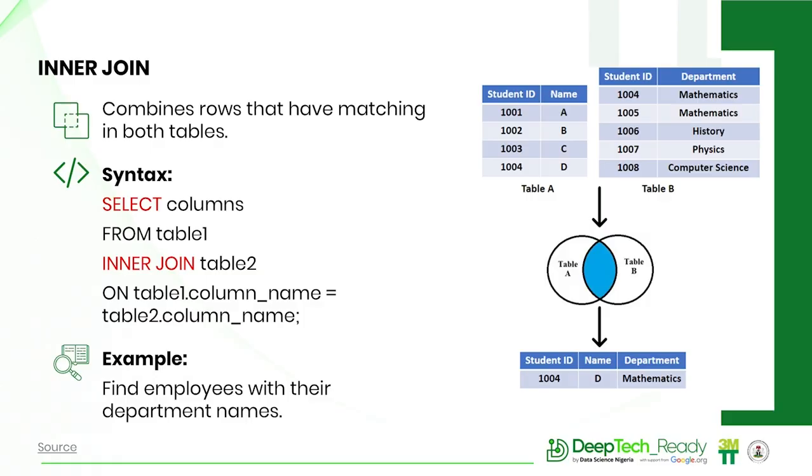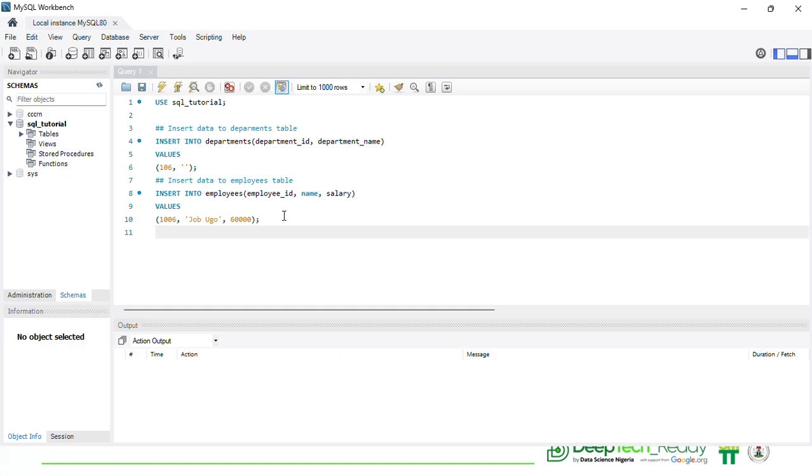So let's go back to our IDE so that we can implement the inner join. I've inserted two records, one in my department table and the other one in my employees table. You can pause this video and add these two records so that we can be on the same page. Next, I will write my command to get our employees, to solve our real-world business challenge.